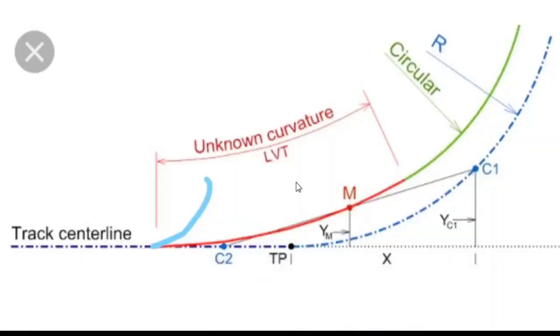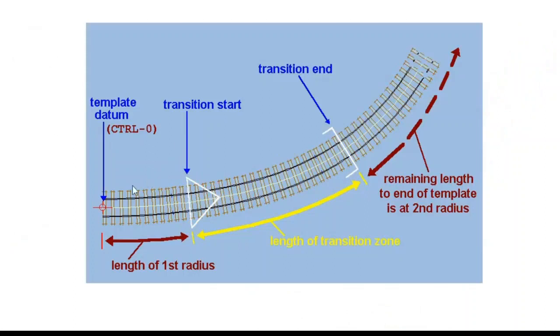So see, here this is the straight path, this is the circular path, and in this path the superelevation and curvature will increase gradually. And here the effect of centrifugal force will be reduced, and due to this the passengers will experience comfortable and smooth running of the train.